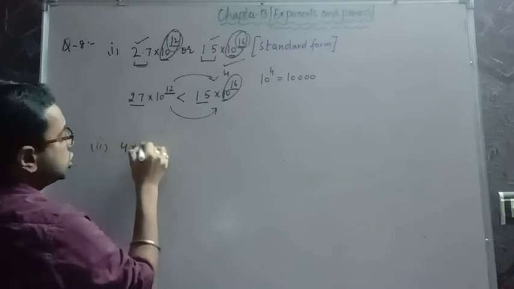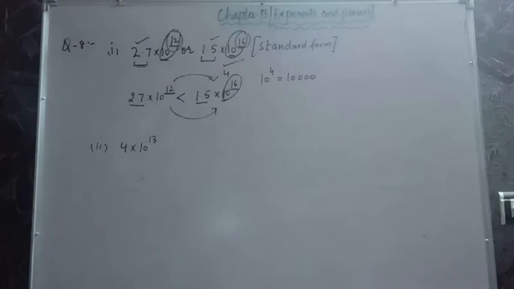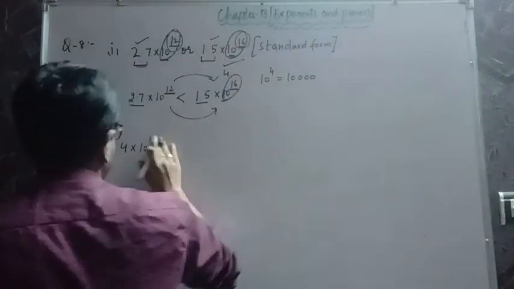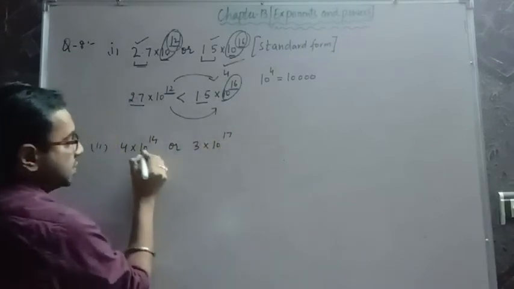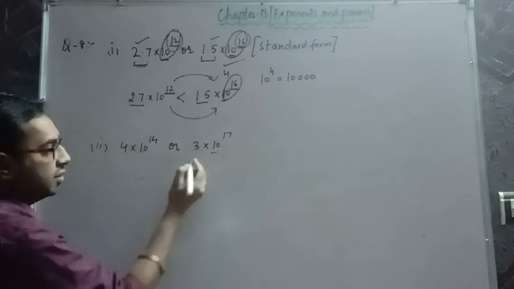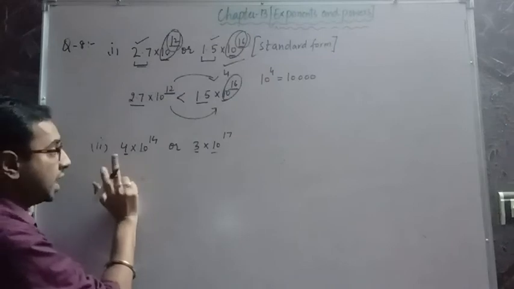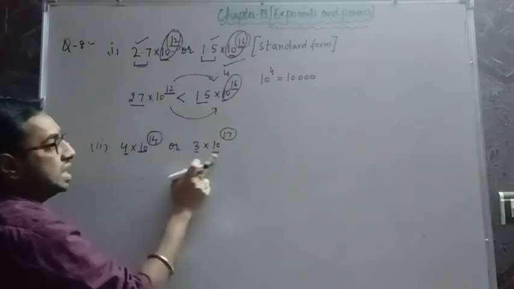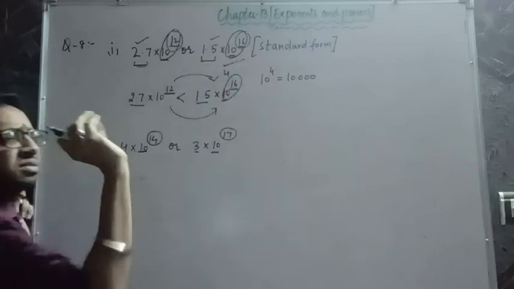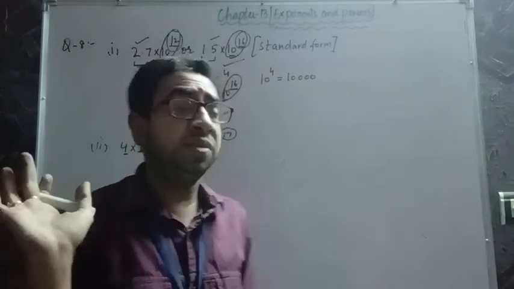Next part. 4 into 10 raised to power 14 or 3 into 10 raised to power 17. Exponential form, standard form again. 3 and 4. 4 is bigger, so this must be bigger. But 10 raised to power 14, 10 raised to power 17. Since the bases are the same, we can directly compare. It's very easy to compare with the bases the same.